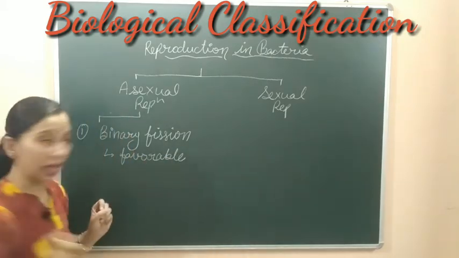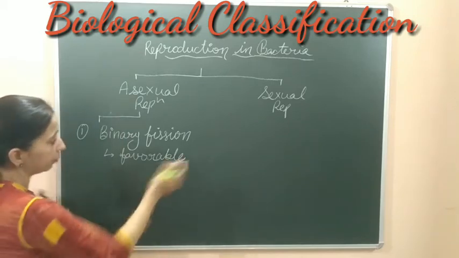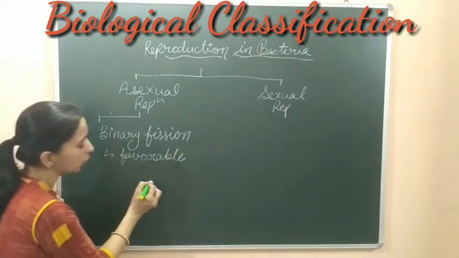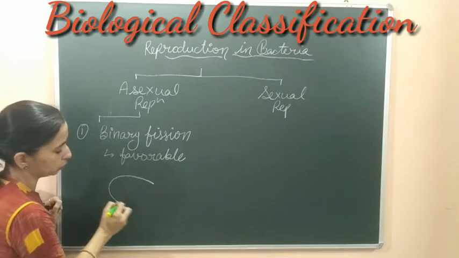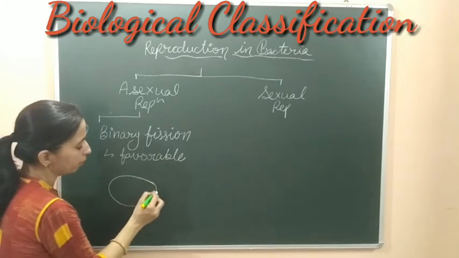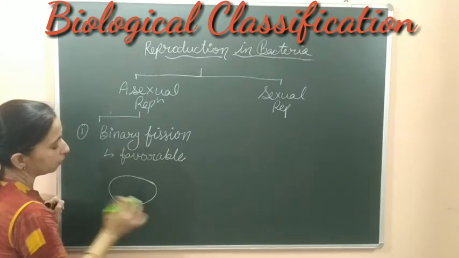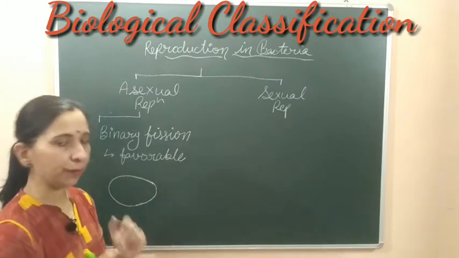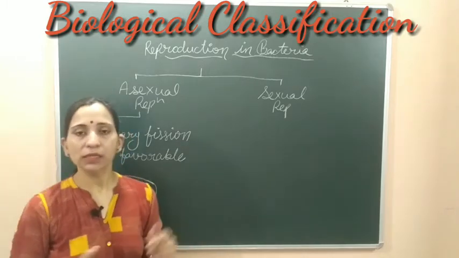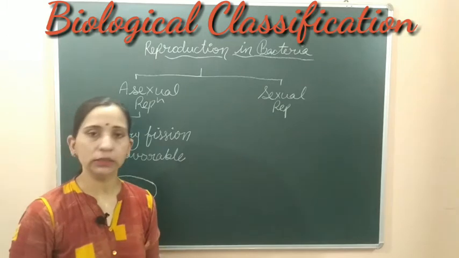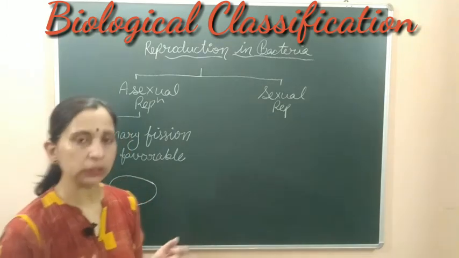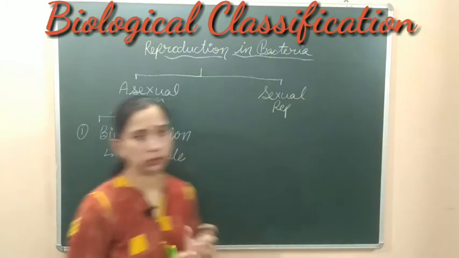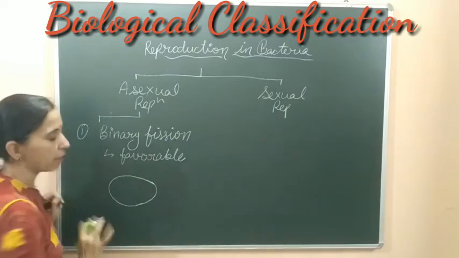Now let's see what happens during binary fission when a bacterial cell, or a prokaryotic cell, reproduces by binary fission. This is a bacterial cell. We know in bacteria the cell wall is present, the cell membrane is present, inside the cell membrane is cytoplasm, and inside the cytoplasm the nucleoid is present. That is the genetic material of the bacterial cell. So the nucleoid is present in the bacterial cell.